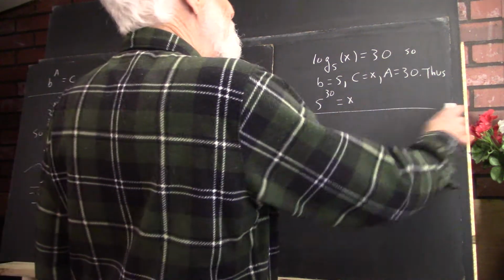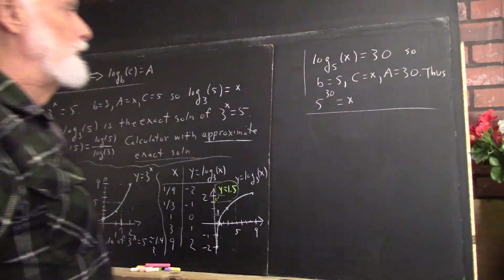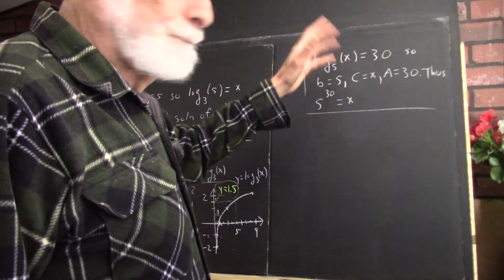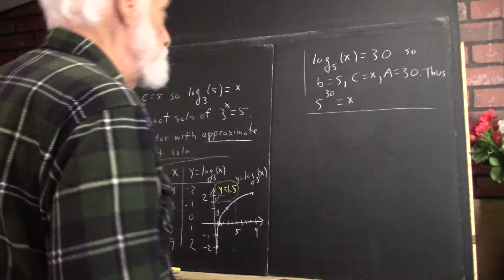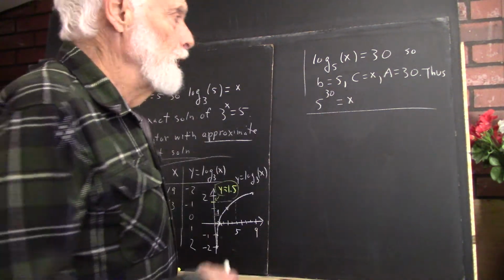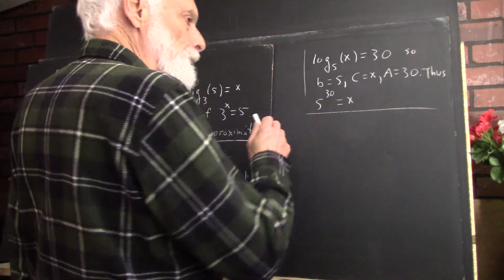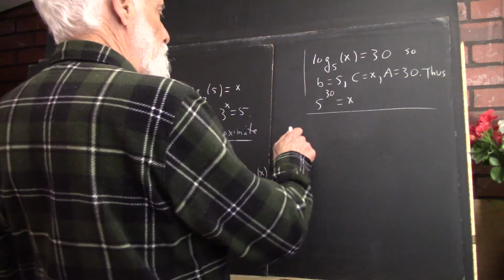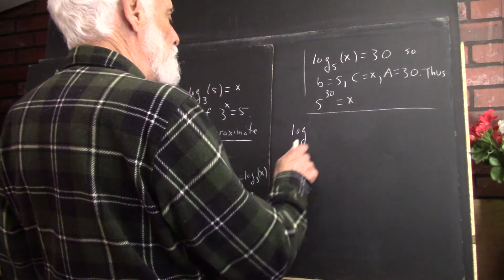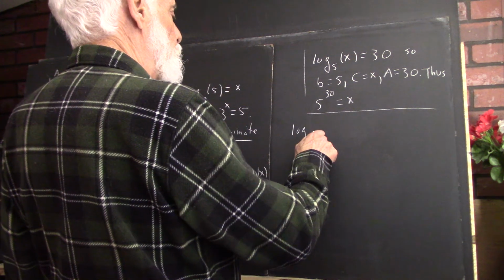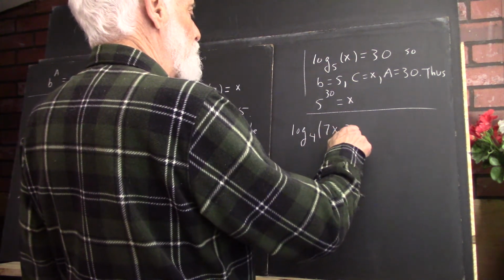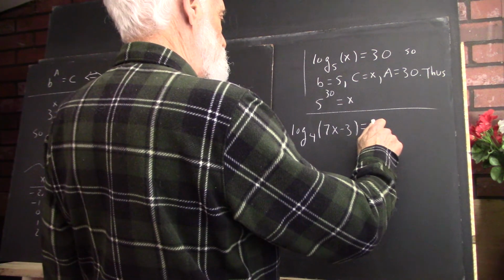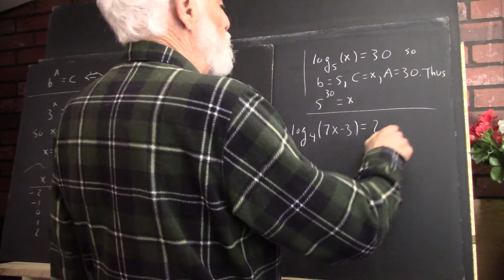Okay, well, when you're first doing these, you want to write out these rules. You want to carefully identify a, b, and c. Once you get used to that, it becomes pretty easy to write these down. But you want to make sure you're writing them carefully. So let's say we have something a little more complicated, like log base 4 of 7x minus 3 equals 2.